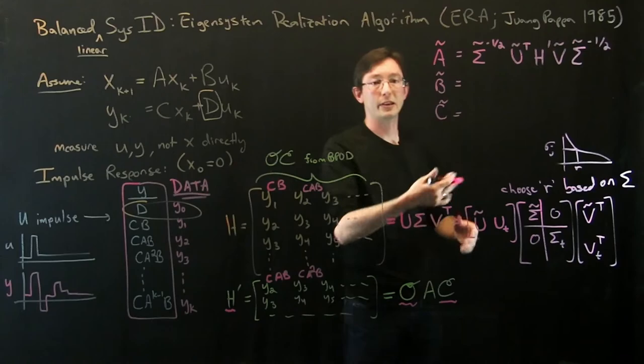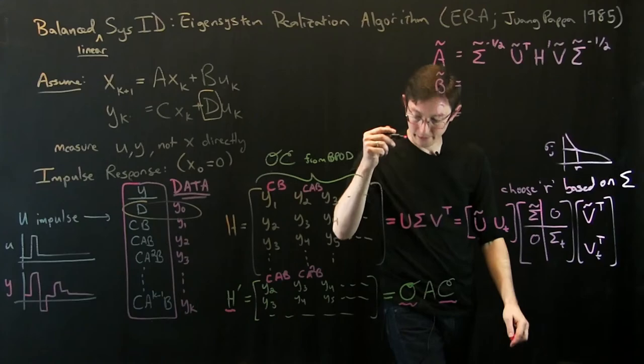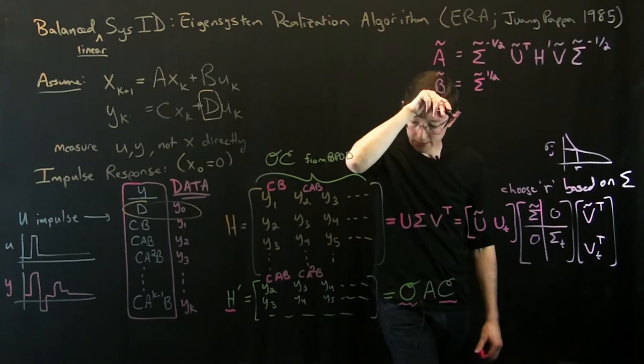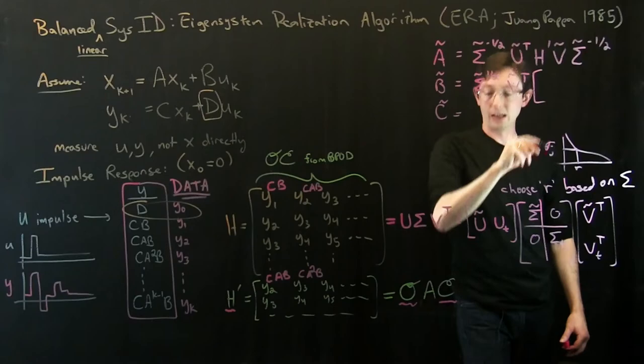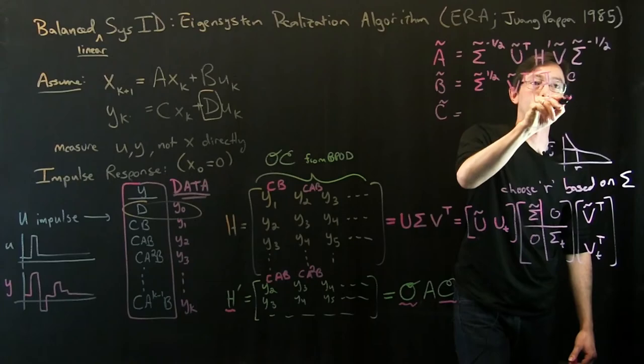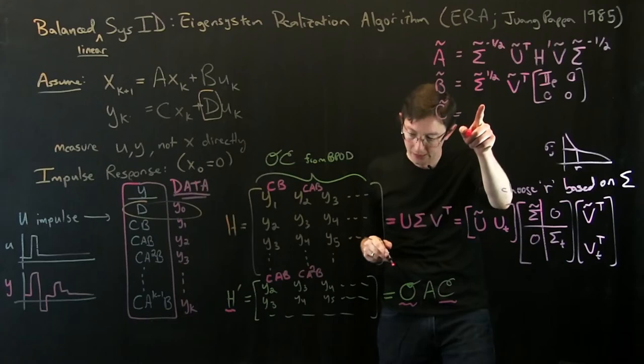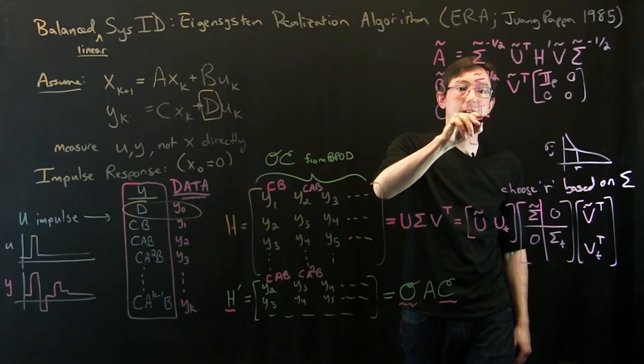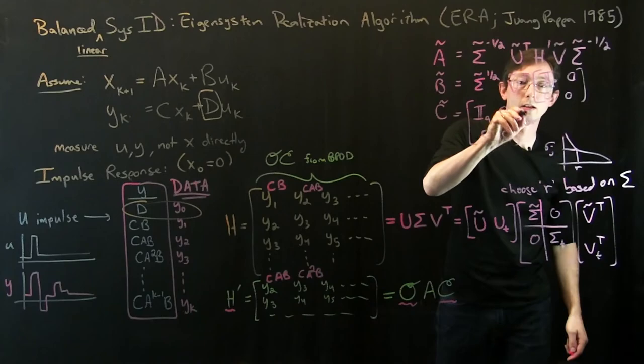B tilde, also kind of a funny expression. It's sigma tilde now to the positive 1/2 times V tilde transpose times this funky matrix, which is the P by P identity matrix times 0 times 0. I'll tell you what this means in a minute. Kind of a mess. And C tilde is similarly a Q by Q identity matrix, 0, 0, 0, now times U tilde times sigma tilde 1/2, okay?